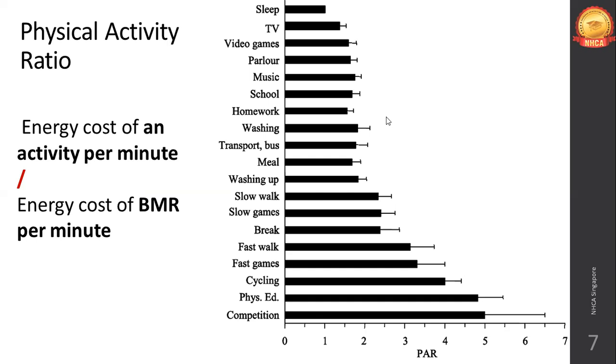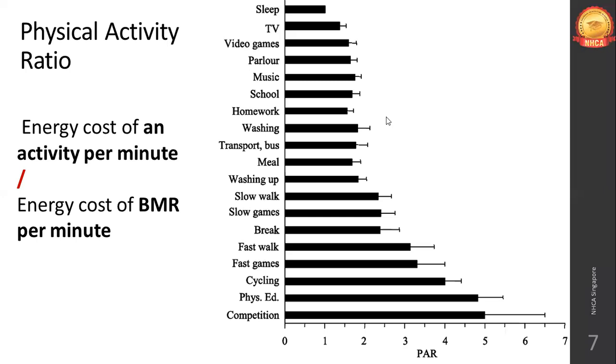Yeah, physical activity ratio is not used to count the calories burnt. Physical activity ratio is used to see how much calorie is required. Do you understand the difference between it? Basal metabolic rate is used to understand how many calories are burnt. Physical activity ratio is required to understand how many calories are required.